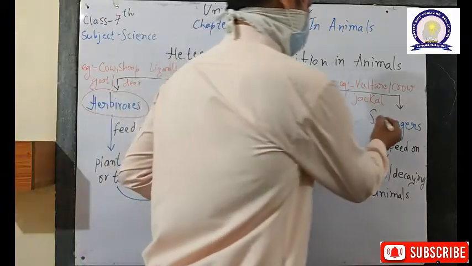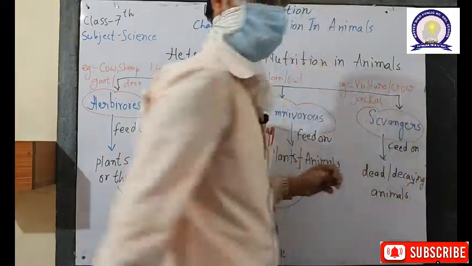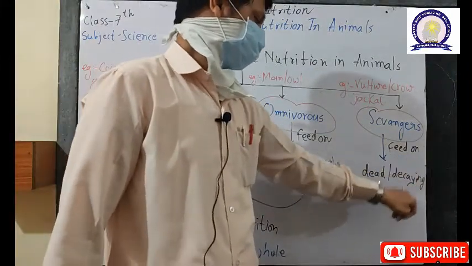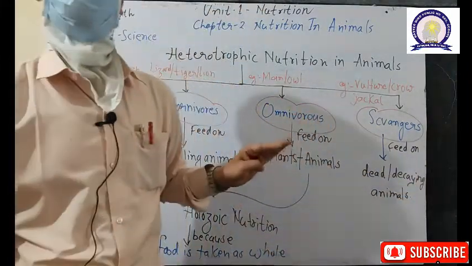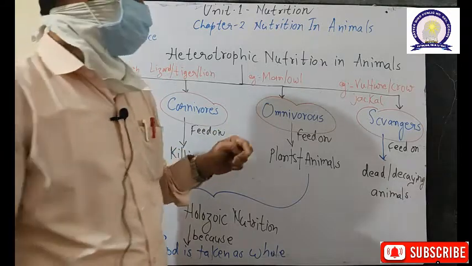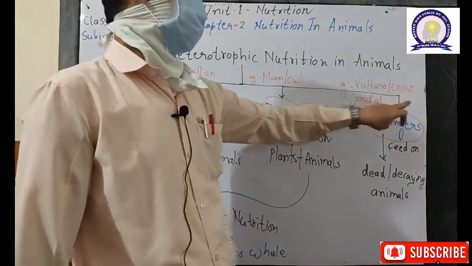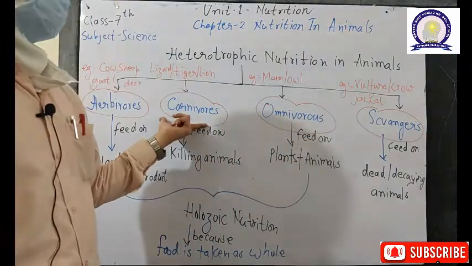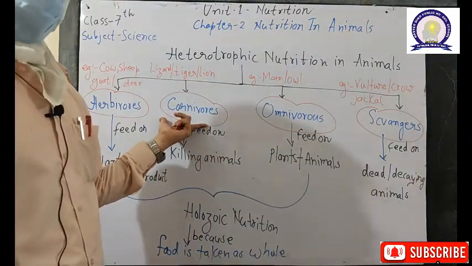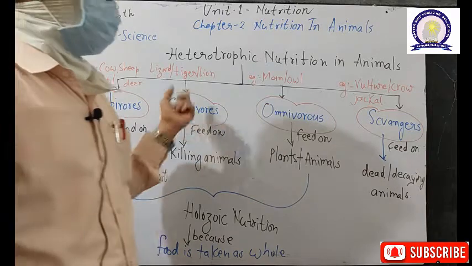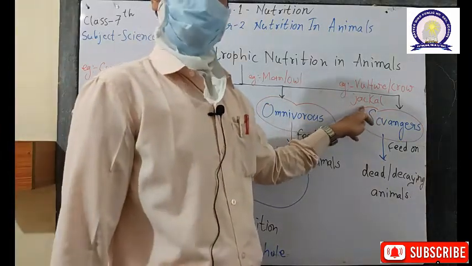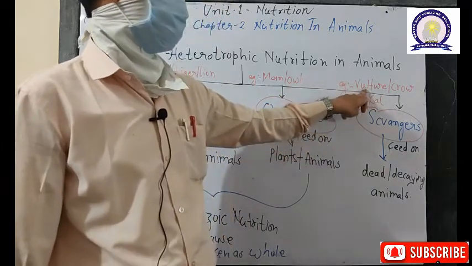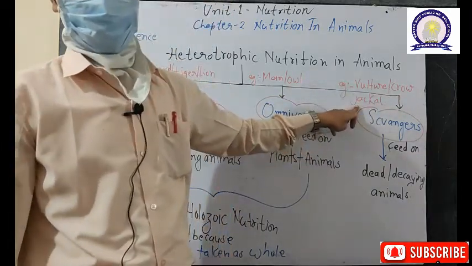Fourth and last heading is the scavenger animals. That means those animals who feed on dead and decaying animals. They directly feed on the dead and decaying animals. Common examples are vultures, crows and jackals. Sometimes a carnivorous animal kills an animal and leaves some part of it, and other animals which feed on the dead and decaying material are called scavengers. Common examples are vultures, crows and jackals.